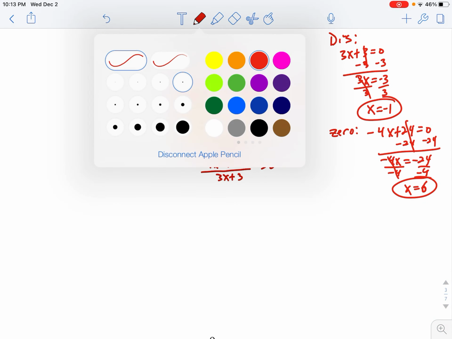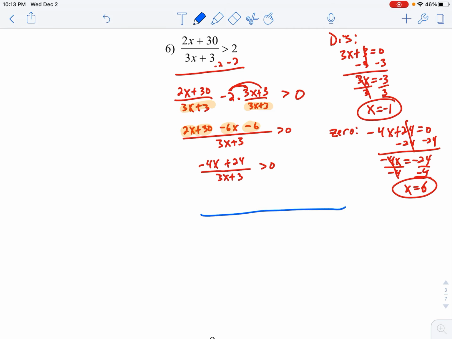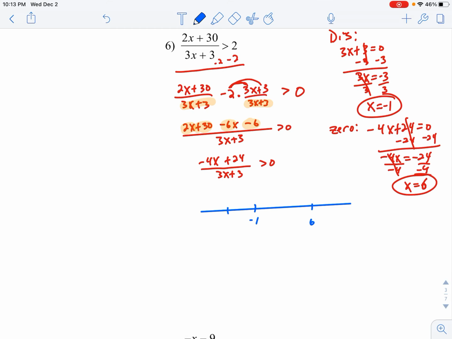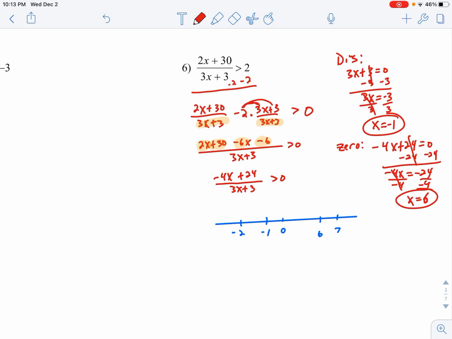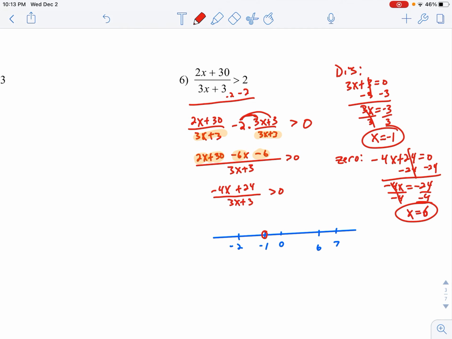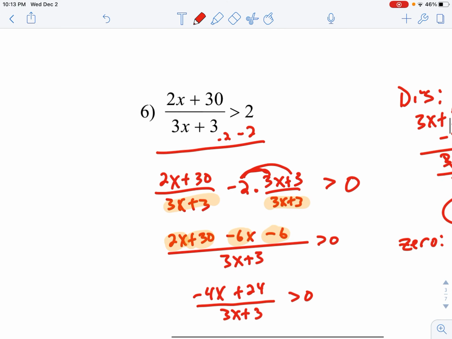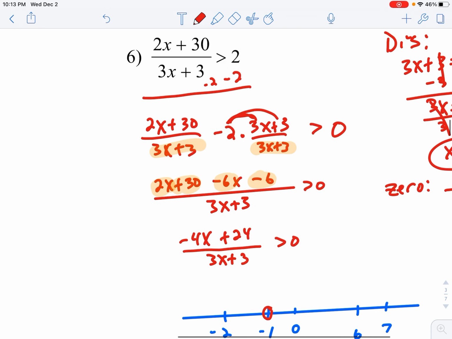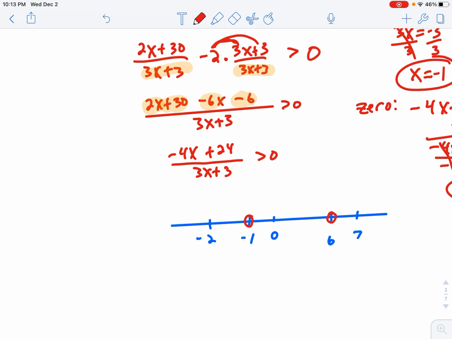So now I do my number line diagram. Negative 1 and positive 6 have to be on that diagram. I'm going to pick test points, so how about negative 2, 0, and 7. Oh yeah, and don't let me forget, the negative 1 is a discontinuity, so that gets a circle. The 6 is a 0, so that could get a dot or a circle. Since the original problem has no equal sign in it, that's going to be a circle as well.